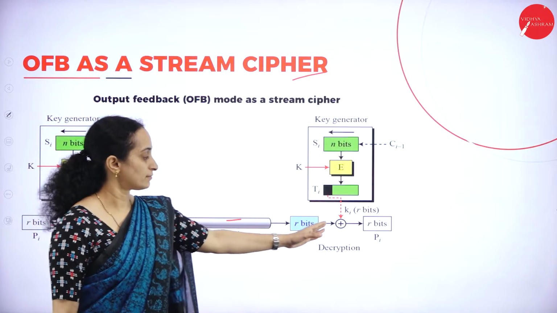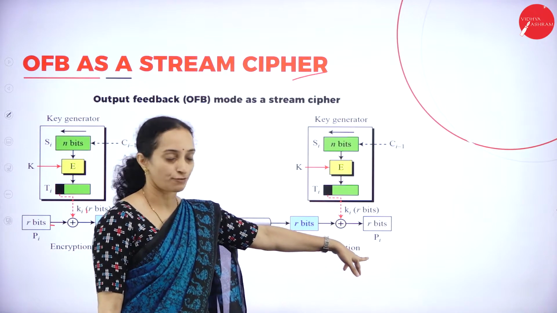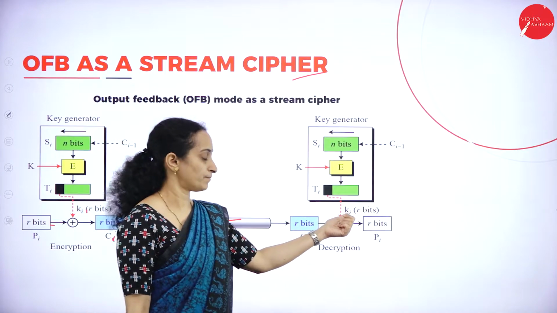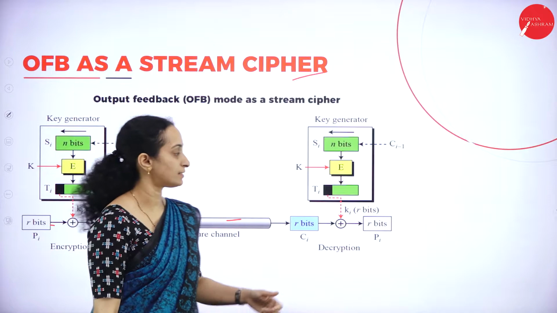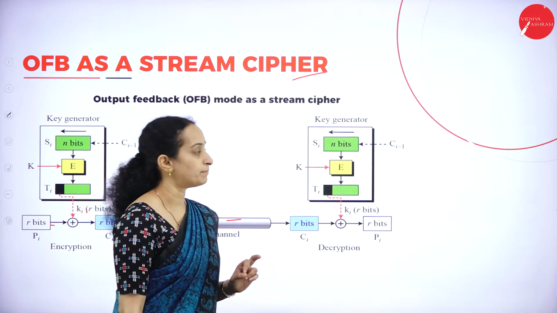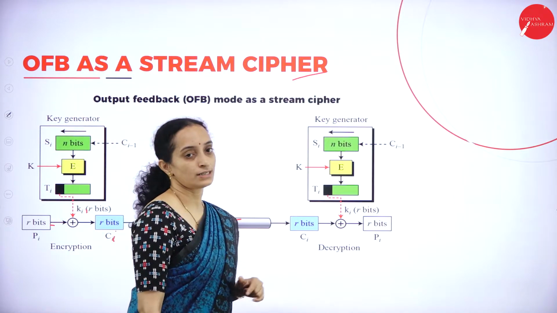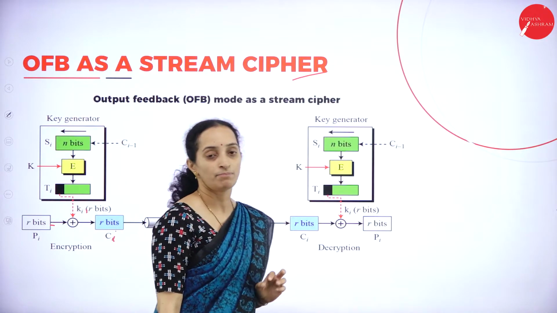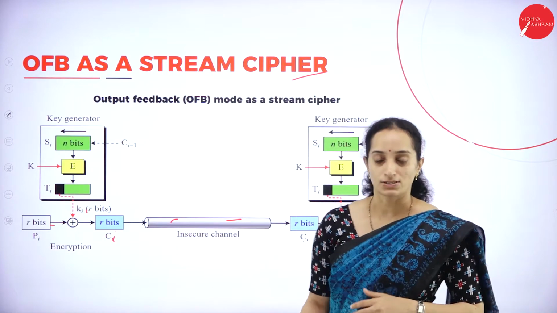Then you get R bits XORed with R bits of plain text to get the set of R bits with key i, which is stored in temporary register i, and it gets stored as n bits in the shift register. Finally, the key generator is going to take back the key and get only the plain text. Okay, this is how we can consider it as a stream cipher.